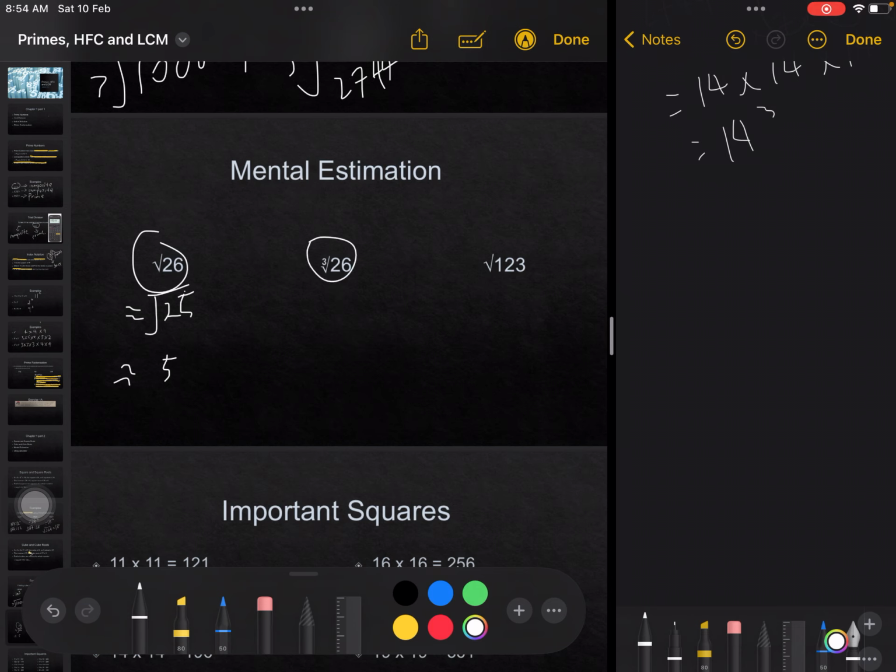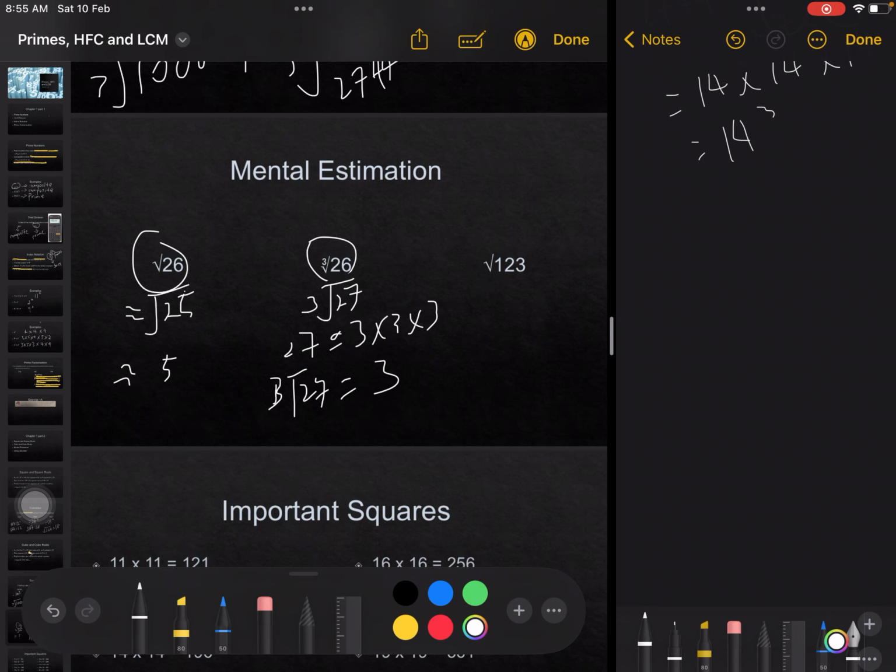Again, the cube root of 26 will give a whole chain of decimal places. So what we will do is we will cube root something that's very close, which will give a whole number, which is 27. So we know that the cube root of 27 is equal to 3 times 3 times 3, right? So the cube root of 27 will be equal to 3.